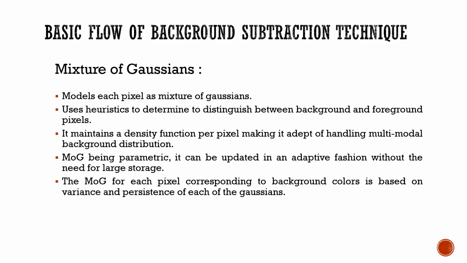MOG being parametric, it can be updated in an adaptive fashion without the need for a large storage buffer. The mixture of Gaussians that correspond to the background colors is determined based on the variance and also on the persistence of each of the Gaussians. The remaining pixel values that are not included in the background distribution are treated as the foreground until there is a Gaussian including them. Then the Gaussians need to be updated, and the pixel values that do not match any of the background Gaussians are then aggregated.